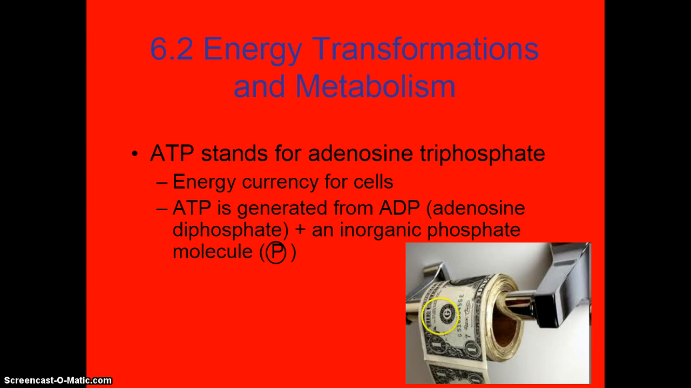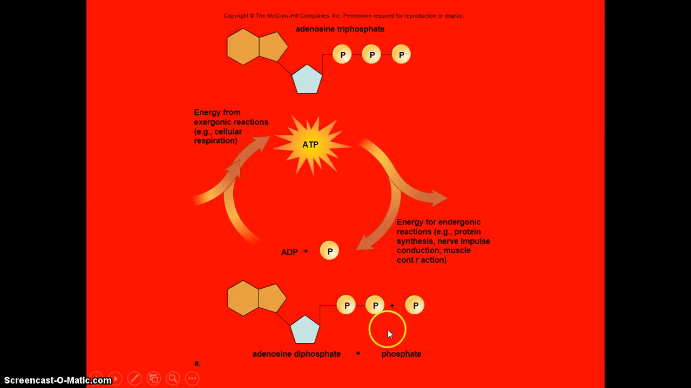ATP is generated from ADP, adenosine diphosphate, and an inorganic phosphate molecule, and this is just the symbol here with the P with a circle. In this diagram, what we see is where energy for endergonic reactions comes from, and also where the energy for exergonic reactions is stored. So ATP, and we have the 3 phosphates. This is adenosine, the 3 phosphates. The energy is stored in the phosphate bonds.